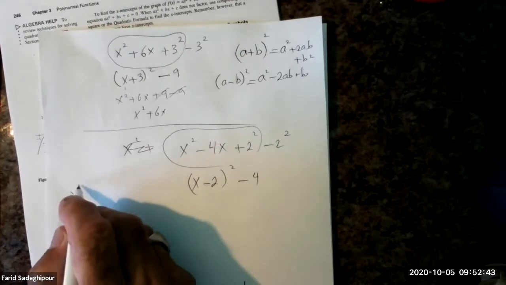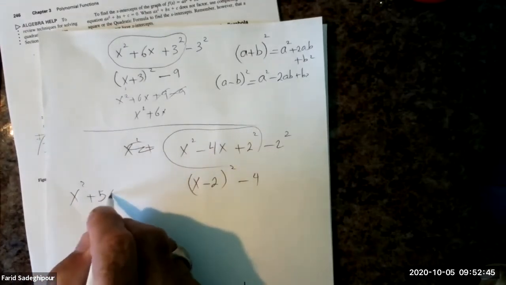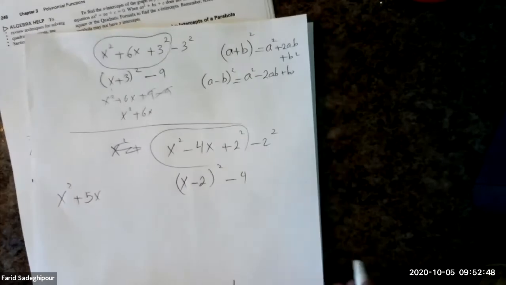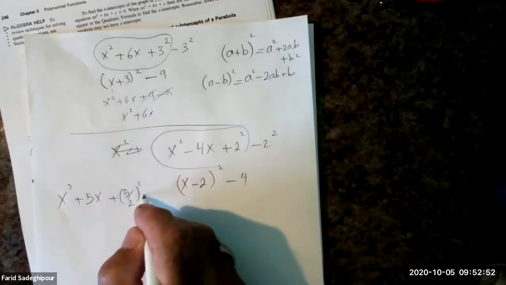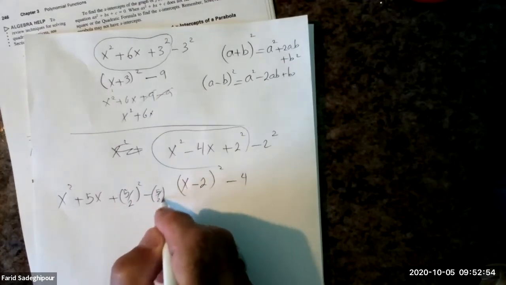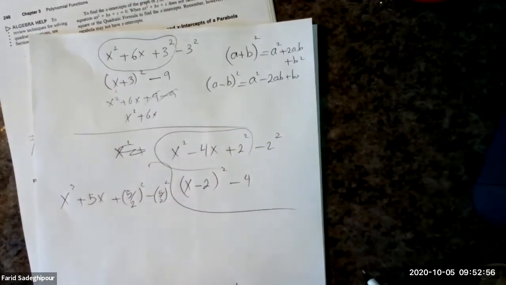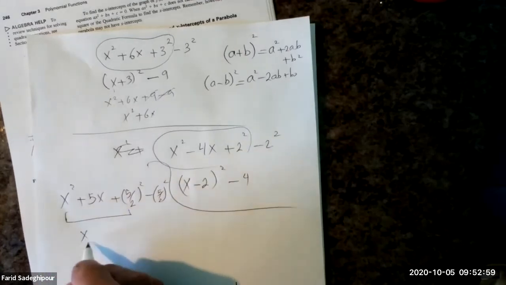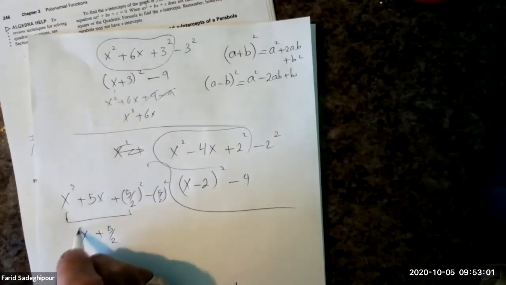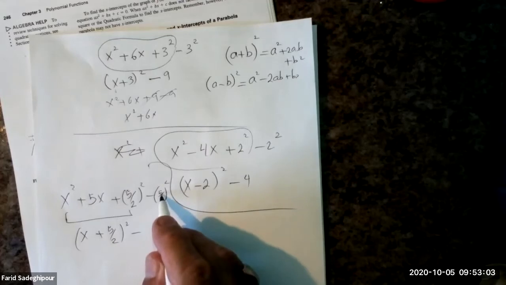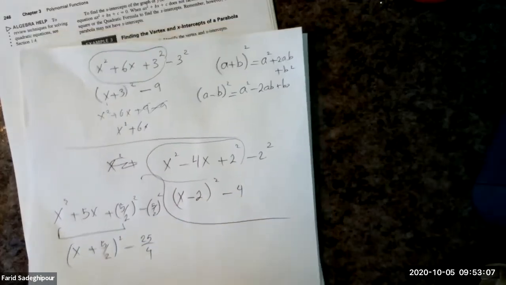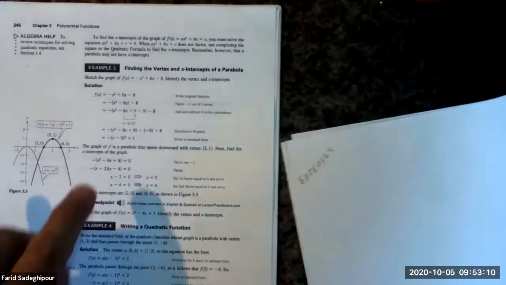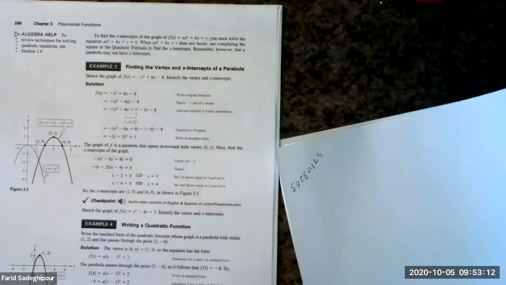Example, x² + 5x. How would I do that one? Half of 5 is 5/2. And then this is (x + 5/2) to the power of 2 minus 25/4. What is 5/2 to the power of 2? It's 25 over 4. Okay, so you're using this rule to change all this to that.